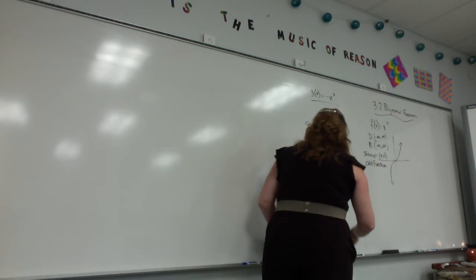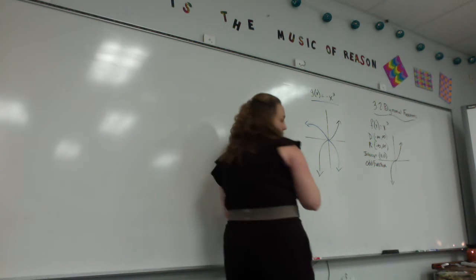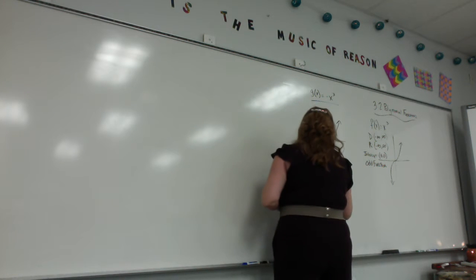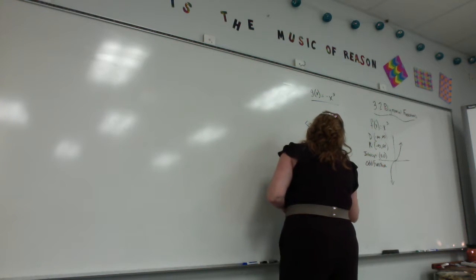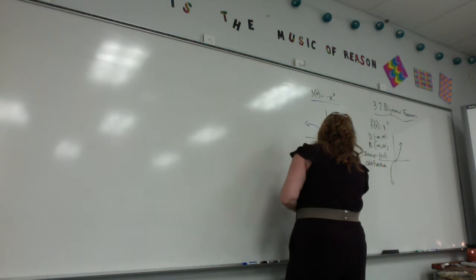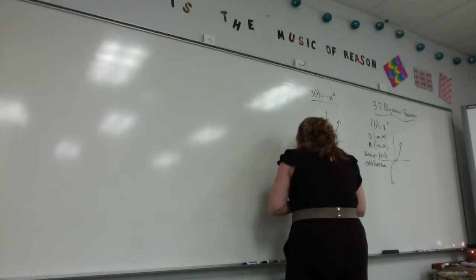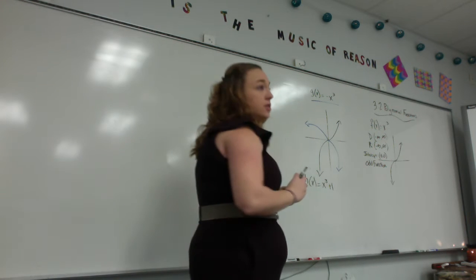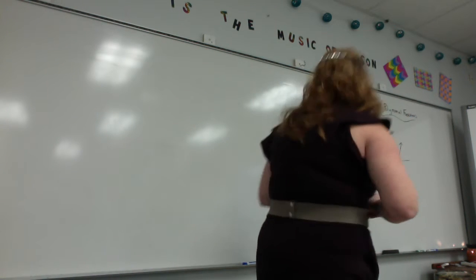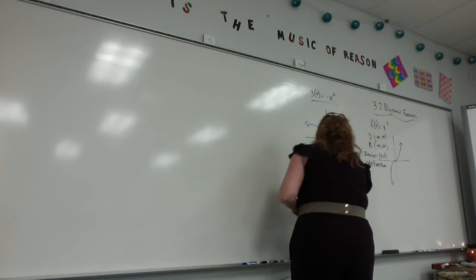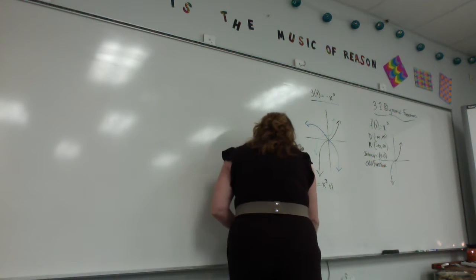What happens if I have the function h of x equals x cubed plus 1? What does that do to my function? Adding that 1 to the end, what does that do to this function compared to the parent? It moves up. The y-intercept is going to move up to here, and then my function is going to continue the same like this. Okay, so you're going to have to be able to compare and contrast these.